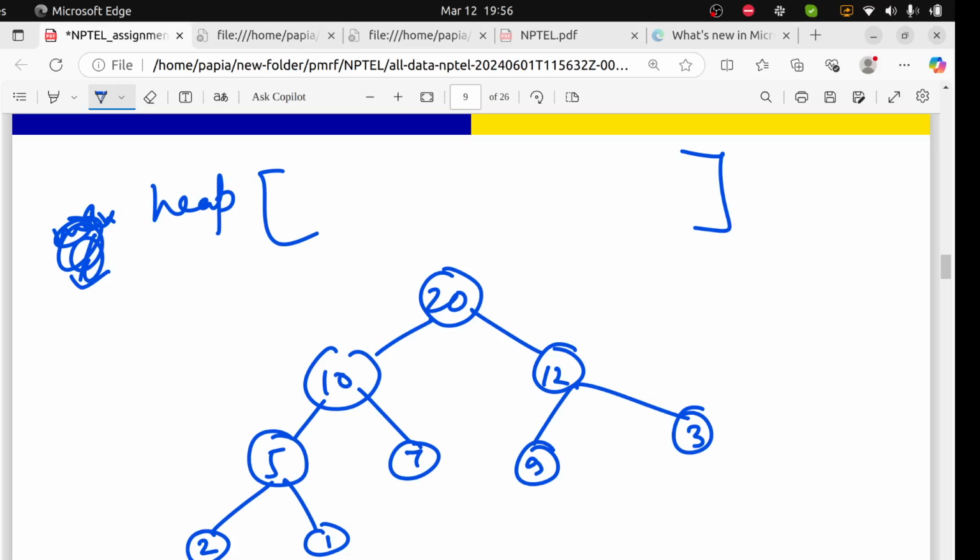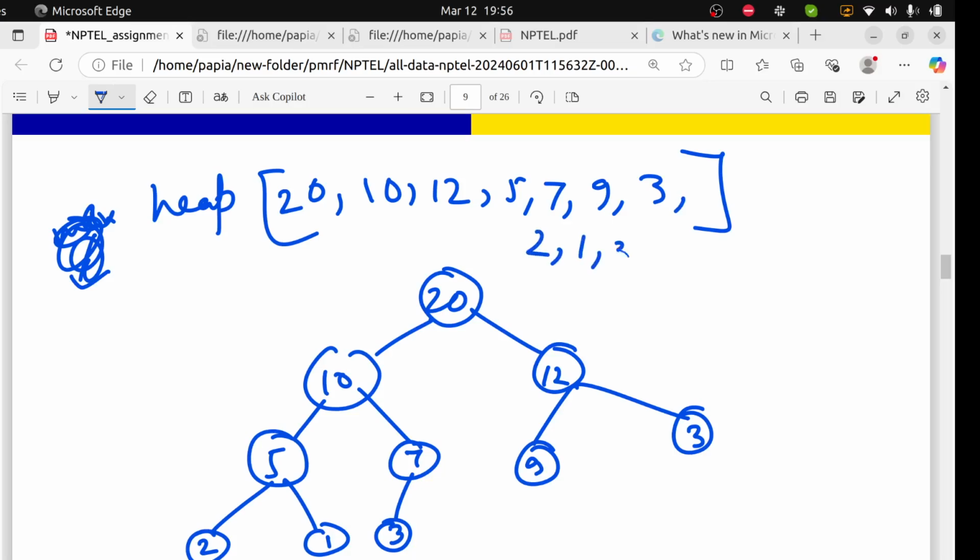So this type of things is there. I think this is max heap. Okay, maybe something. Okay. So this type of things are there like that. This is a heap. So if I write that heap, yes, sir, this could be max heap. This could be, 20 is the largest among all. Yeah, this is a max heap. Okay, sorry. Maybe I'm wrong. Okay. So if it is a max heap, then how it will be written? It will be written as 20, 10, 12, 5, 7, 9, 3, 2, 1, 3.